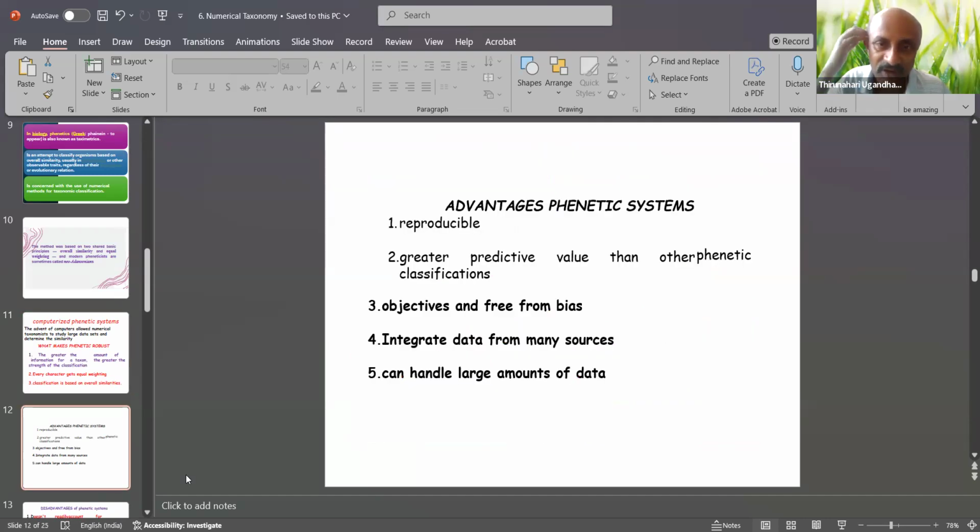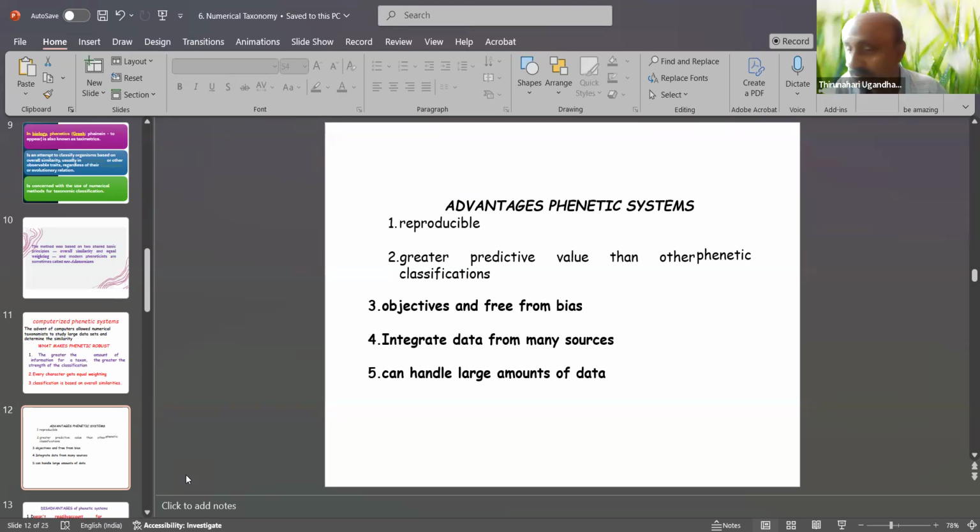The advantages of phenetic systems are that they are reproducible, have greater predictive value than other classifications, and are objective and free of bias. They also integrate data from many sources and can handle large amounts of data.